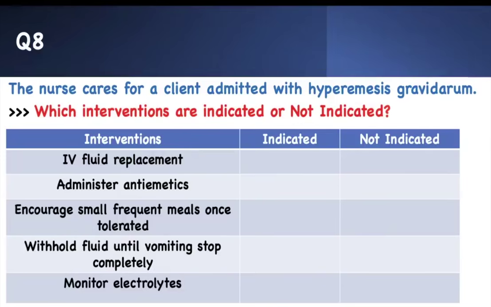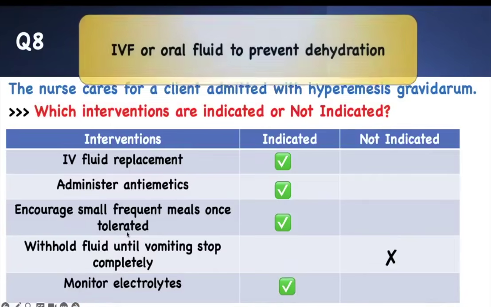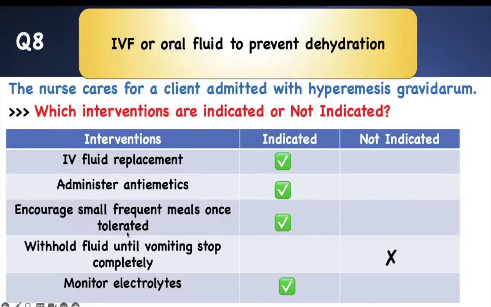Therefore, if you're vomiting, you have hyperemesis gravidarum, do you think we should give you fluid? Of course. Do you think we should give you something for your nausea? Yes. Do you think we should give you small frequent meals? Yeah, like somebody who has reflux. That's what we do. Do you think we should stop fluid until your vomiting stops? No, you're going to get dehydrated. And do you think we need to monitor your electrolytes? Of course, we should do that. And that's that question. IV fluid and oral fluid are needed to prevent dehydration.